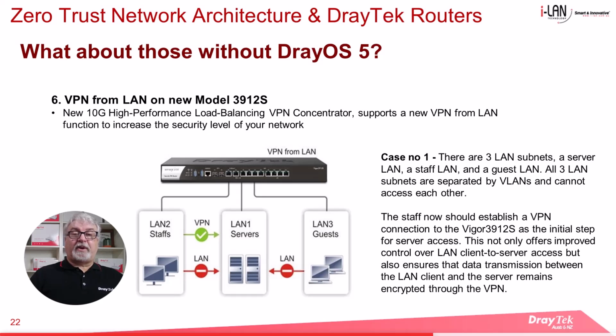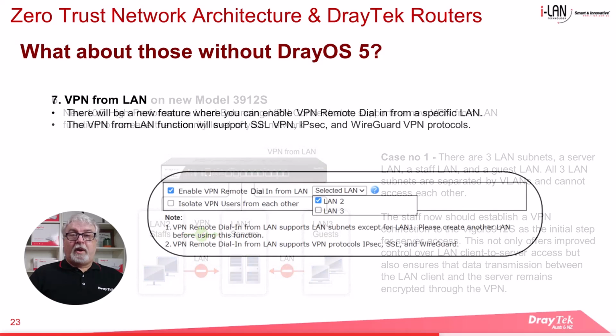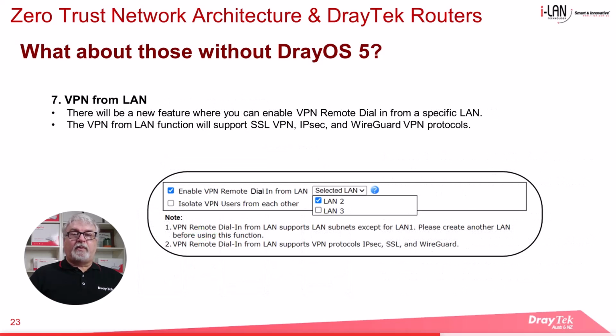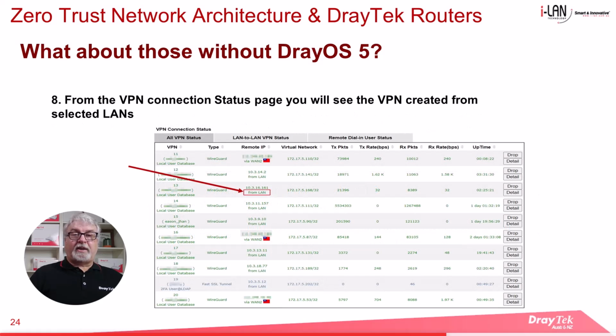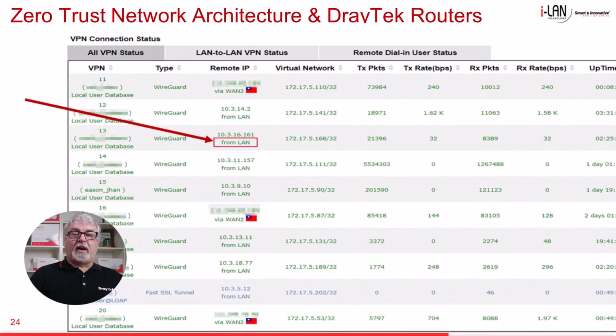VPN from LAN can protect critical servers from being affected by other LAN devices by restricting access from different LAN subnets to only through a VPN. If a device or computer doesn't have a VPN account, it cannot reach the LAN servers. In the VPN profile setup, you'll find a new feature where you can enable VPN remote dial-in from a specific LAN. The VPN from LAN function will support SSL VPN, IPsec, and WireGuard VPN protocols. And you can check out active connections on the VPN connection status page. Internal VPNs will be easily visible by Class 3 IP addresses and the notation from LAN.